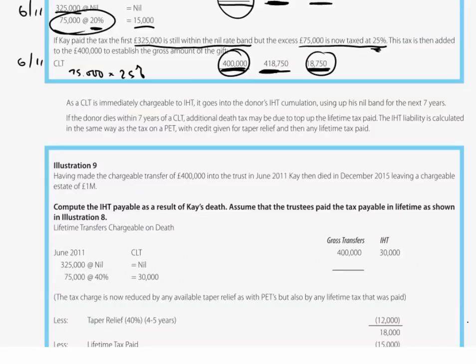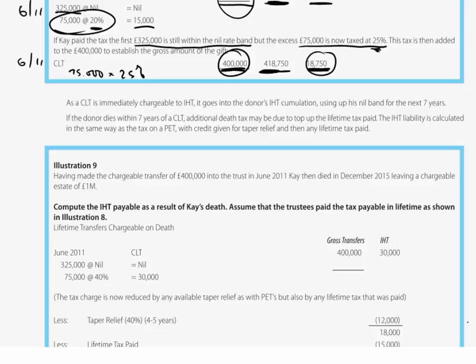Now, remember what we've said about the nature of this tax. IHT is a cumulative donor-based tax. So where there was more than one PET that became chargeable on death, then the nil rate band was applied chronologically, and the earliest of those transfers enjoyed the first access to the nil rate band, pushing later transfers potentially out of the nil rate band and up into the 40% tax rate charge.